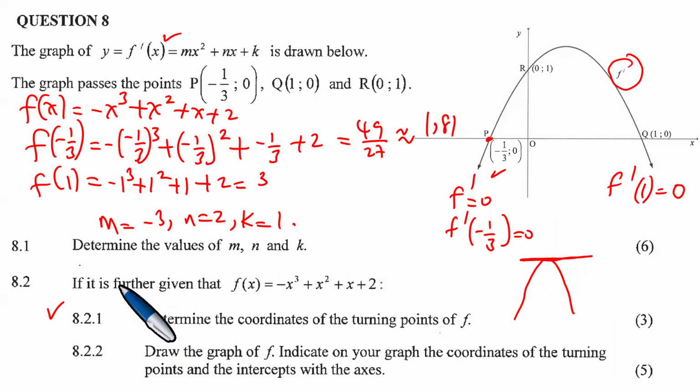So now they want the coordinates of the turning points. Which means we will say here there is a turning point. The turning point will occur when x is -1/3 and y is 49 out of 27. And when x is 1 and y is 3. So that is what we have exactly.